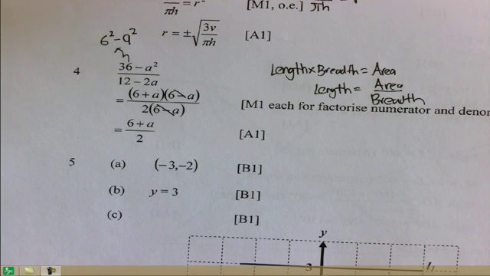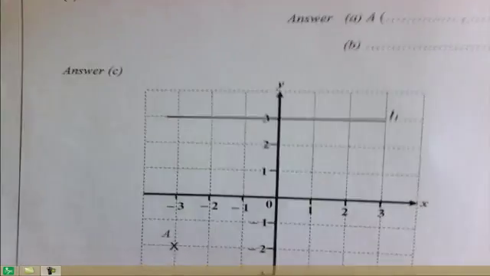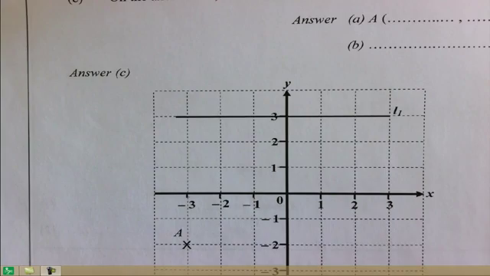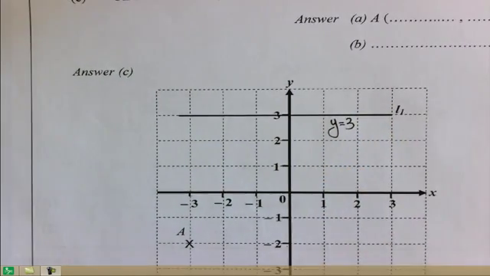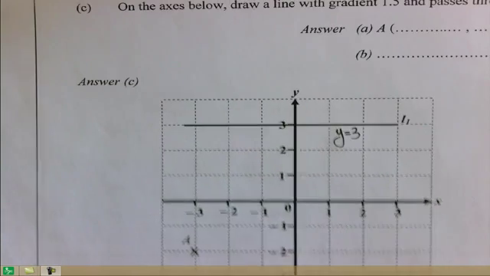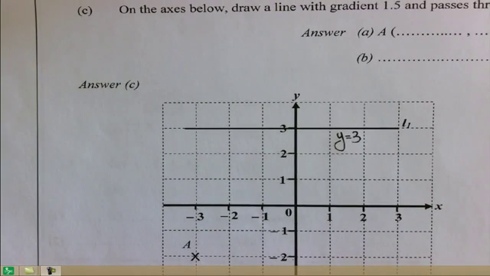Then for 5b, they say write down the equation of the line L1. For the line L1, a horizontal line, straight away we know that the equation of the line is y equals 3. Something simple that we have learned in secondary 1. Then finally, on the axis below, draw a line with gradient passes through point A.